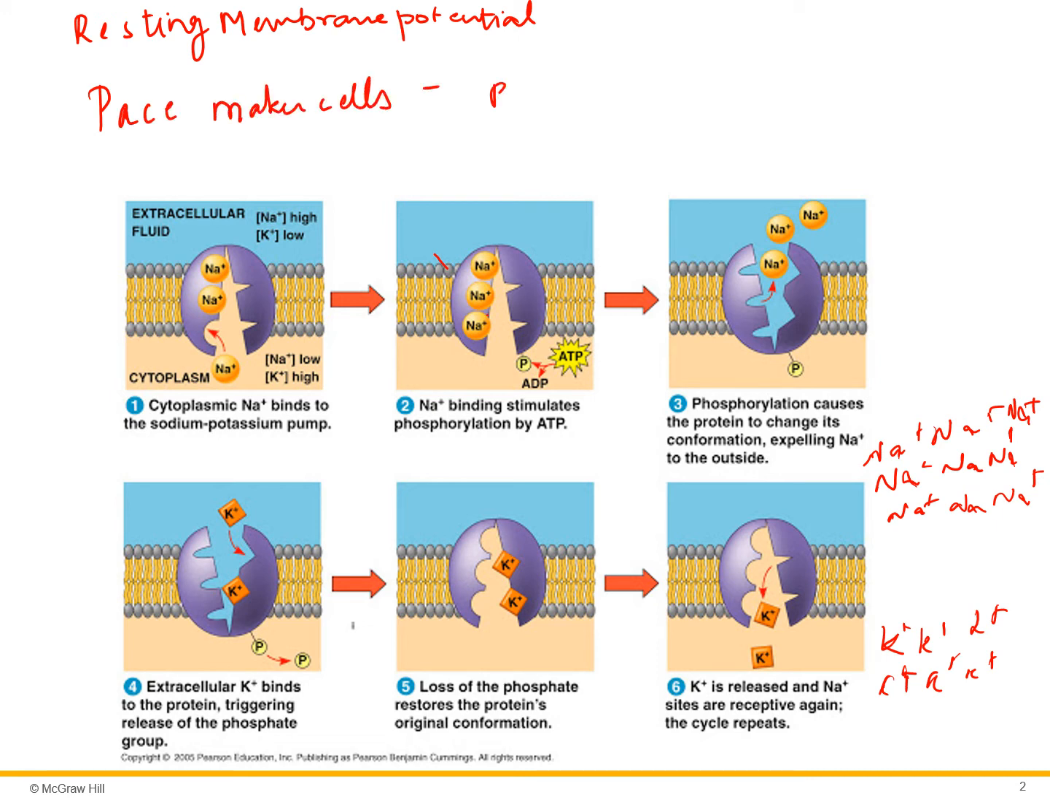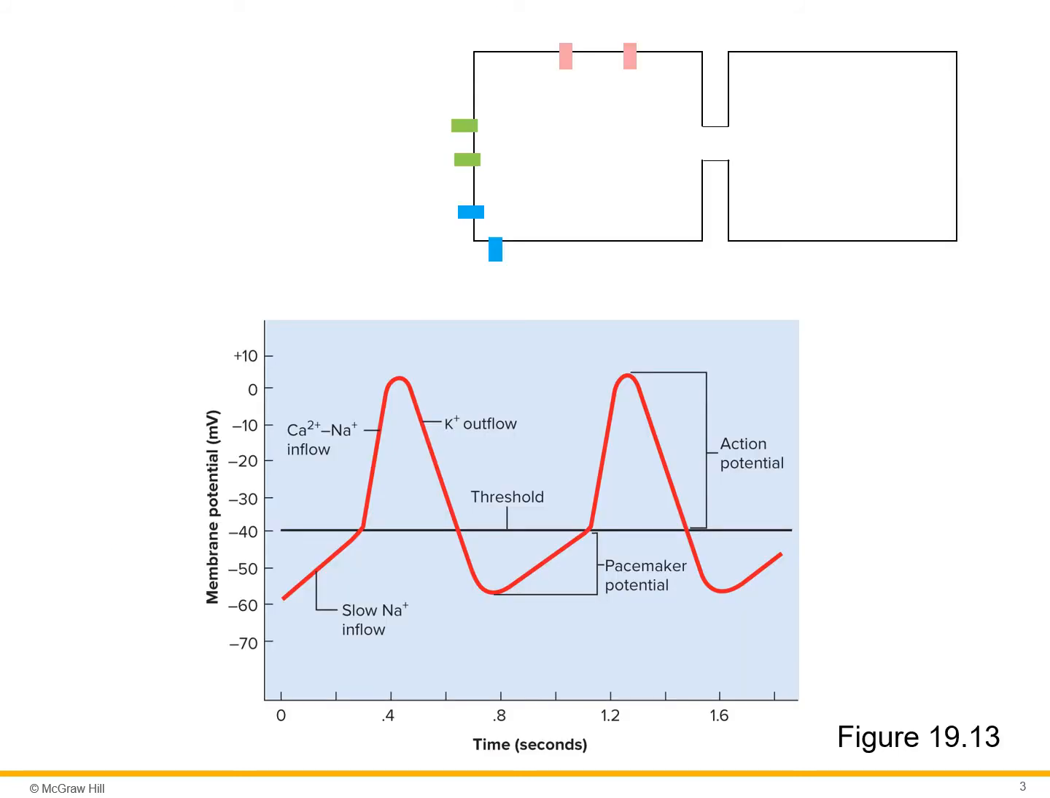the resting membrane potential is equal to negative 55 millivolts. Everywhere else in the myocardial cell, it is negative 90, but in pacemaker cells, it is negative 55. All right, so keep this in the back of your mind that the cell has a resting membrane potential.